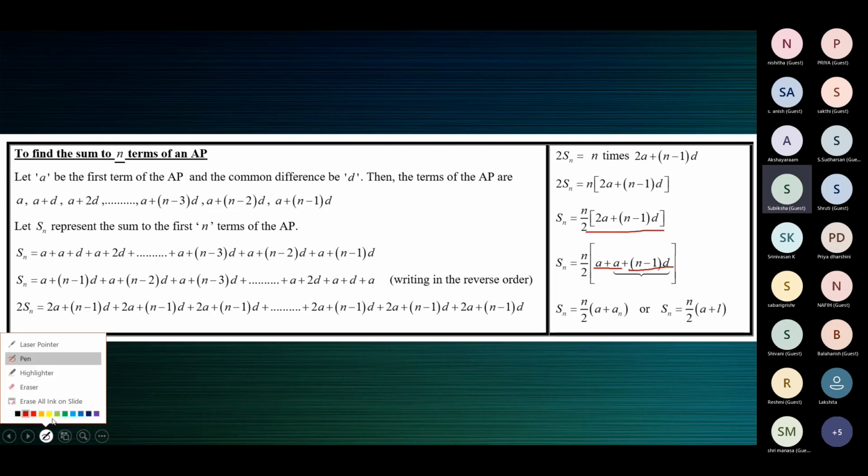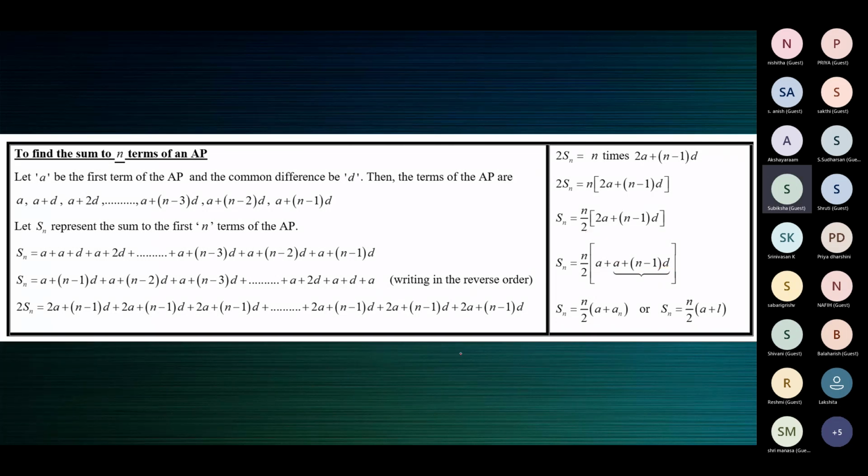Now what is a plus n minus 1 into d? It's the nth term. So this formula can also be interpreted as Sn is equal to n by 2 of the first term a plus the last term, meaning the nth term an.